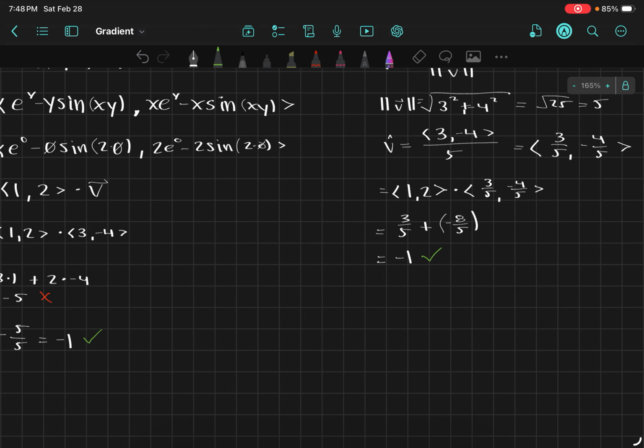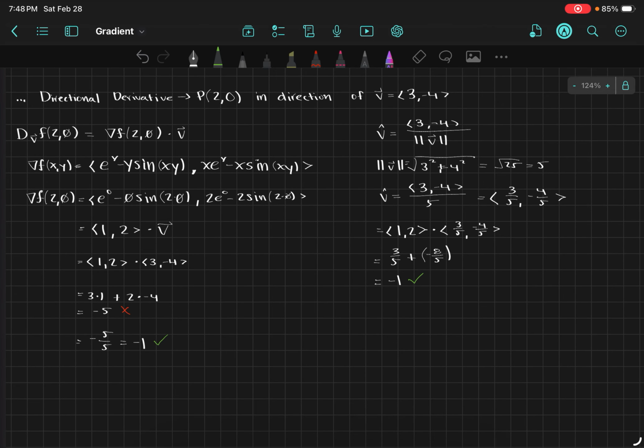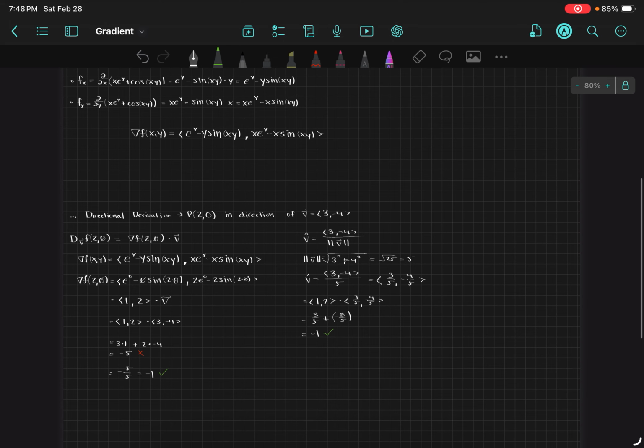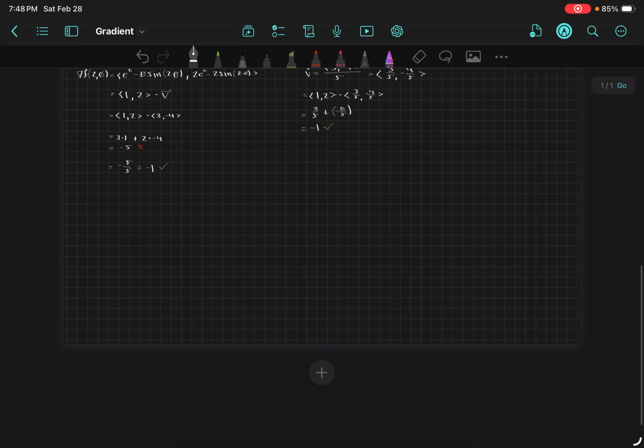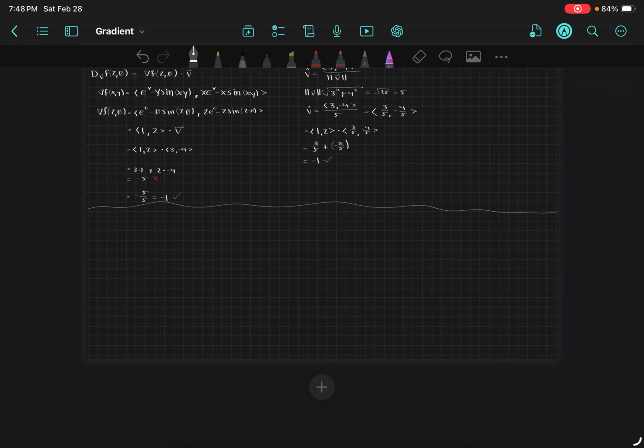Same answer both ways. One, to me, is more correct than the other. I don't know. Yeah, that's pretty. That's the gradient in the application of directional derivatives. So I just kind of want to get more into exactly what a gradient is.